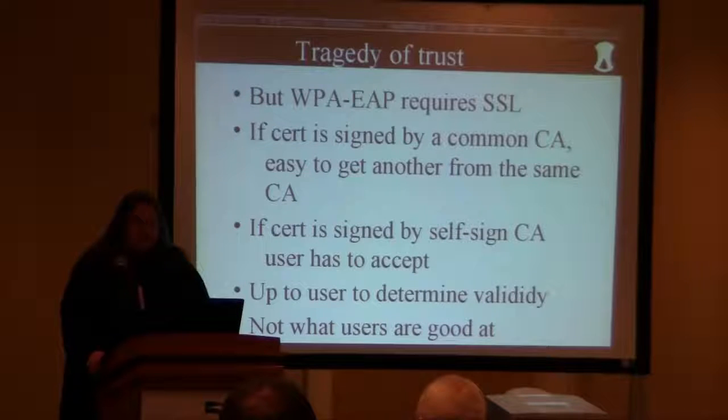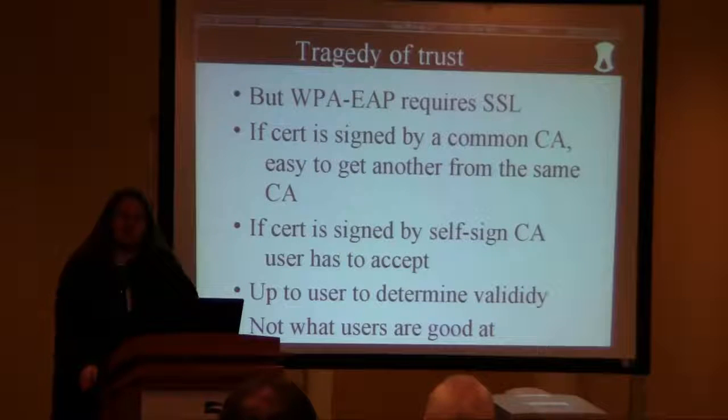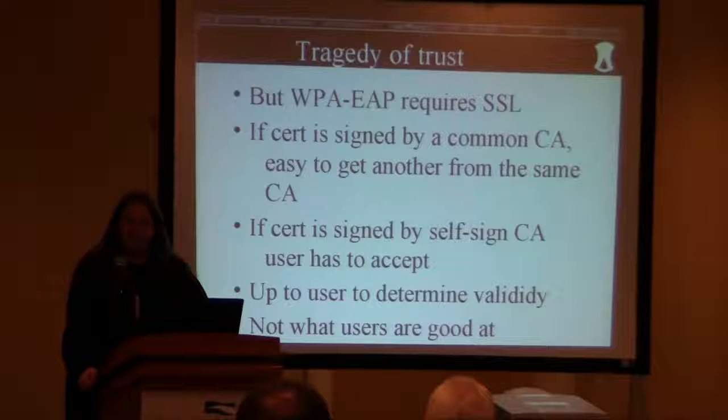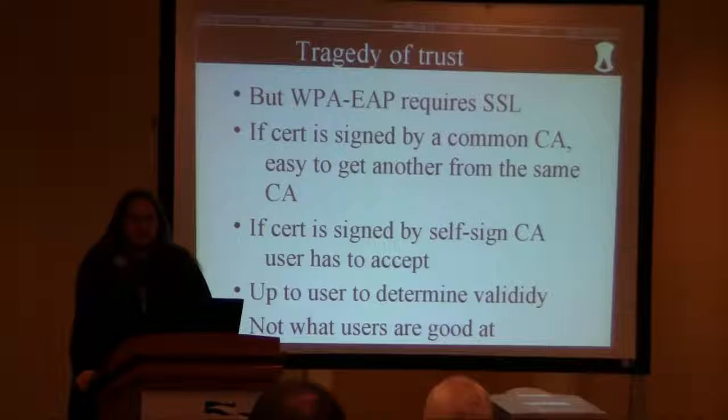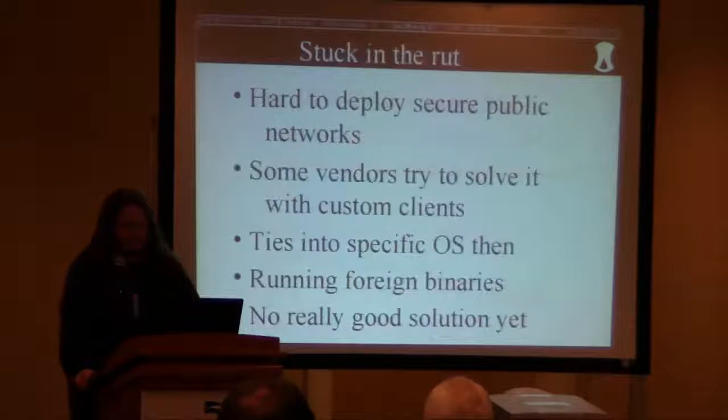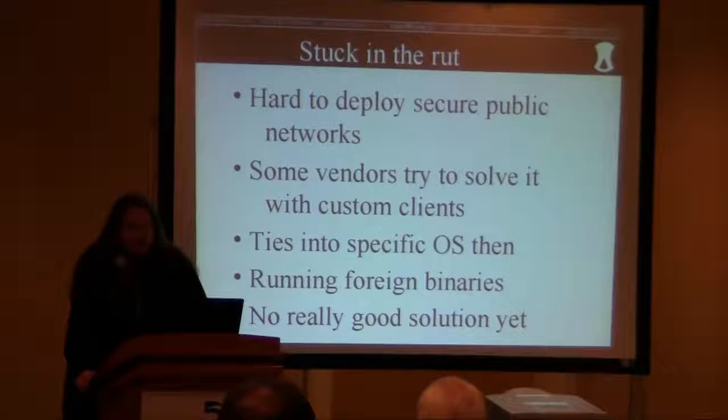And if the cert is signed by a common certificate authority, then I can just go get a cert by the same certificate authority, like VeriSign or whatever, and bring up a spoofed AP and capture all your traffic and session hijack you the same way at Starbucks or whatever. If it's signed by a self-signed CA, the user has to accept a self-signed CA, which means they have to look at it and determine that that information is valid, which means I can look at it and make one that looks exactly the same, except those squiggly numbers underneath are different. So it's up to the user to determine validity, and now we're back to users are dumb. They're not going to really determine validity that well. So it's really hard to deploy secure public networks.